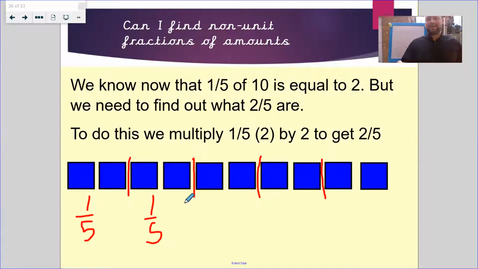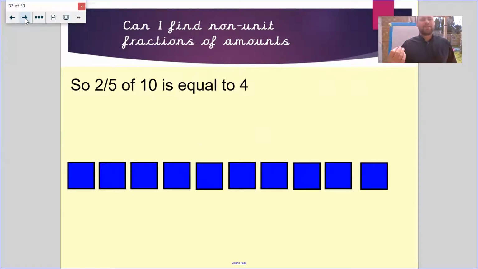And the way we do this, again, just to clarify, is we find out what 1/5 of 10 was first. So we did that by dividing 10 by 5, which gave us 2. We then need to know what 2/5 are. So 1/5 is here. Let's add on another fifth there. So 2 plus 2 is equal to 4. So now we know that 2/5 of 10 is equal to 4.